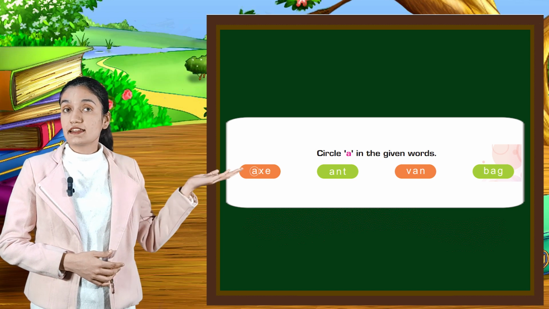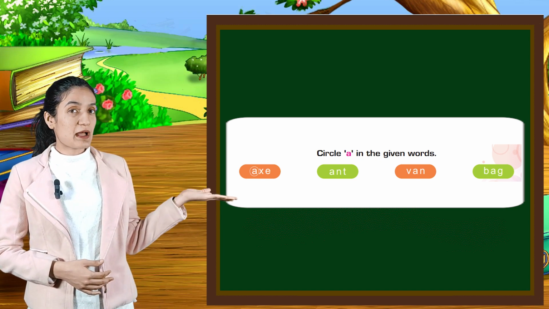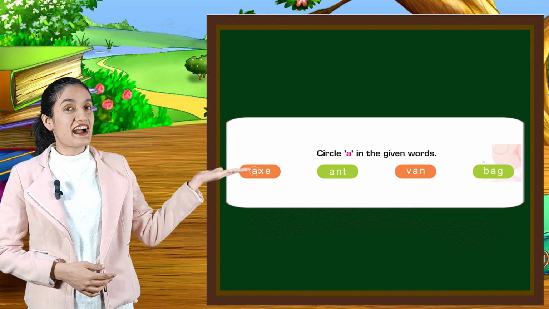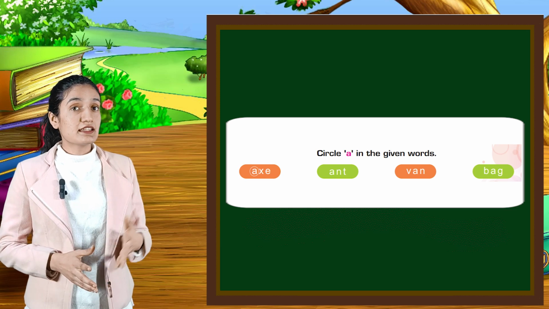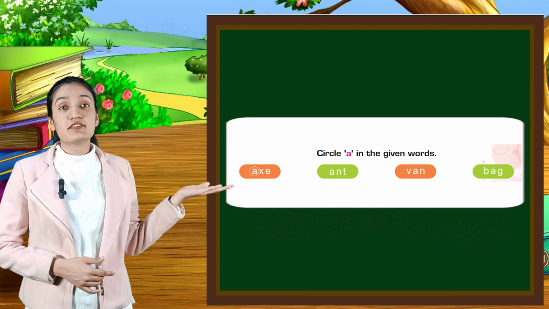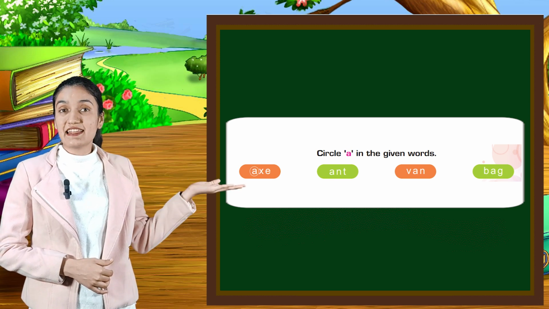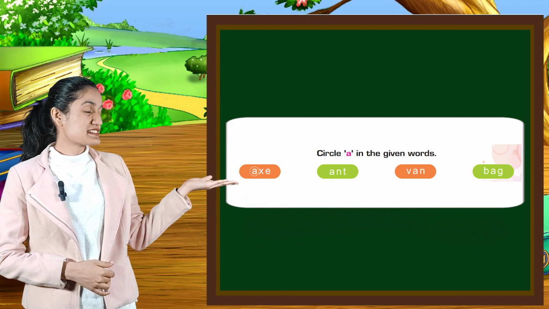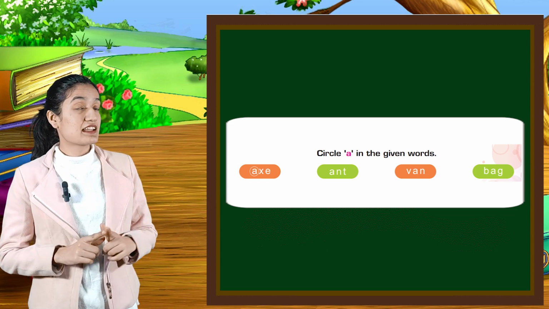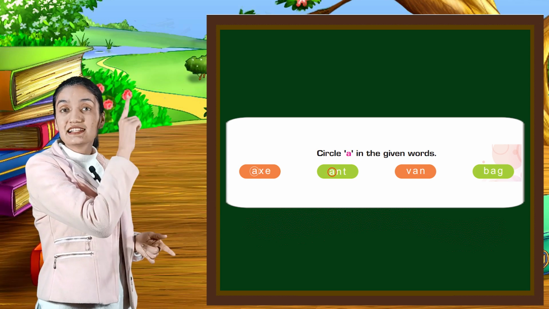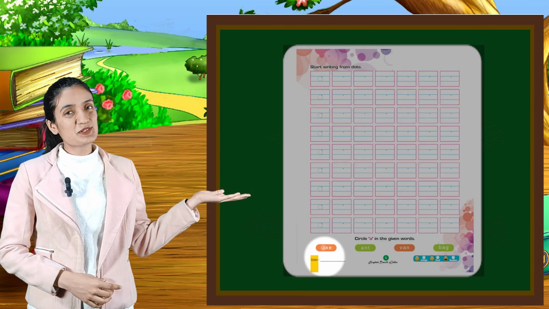Circle A in the given words. So बच्चों, यहाँ पे आप देख सकते हो, यहाँ पे words हैं ax, aunt, van and bag. Here you can see all these words have A in them. Where? Here you can see in ax, the first letter is, yes, you are correct, it's A. So you have to circle A and write the date in the end of your notebook.